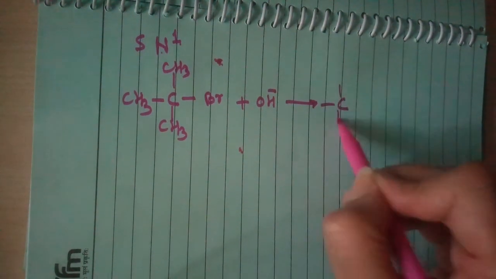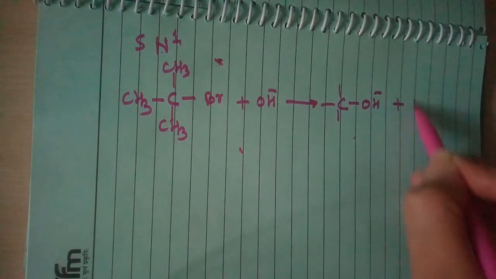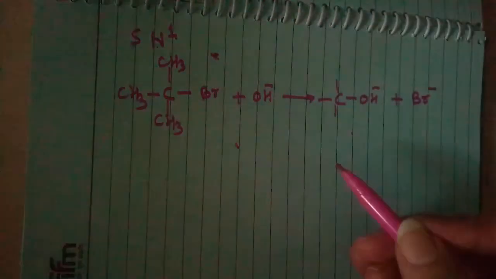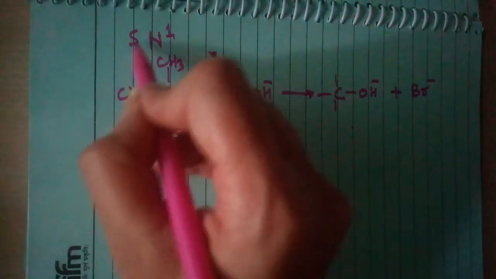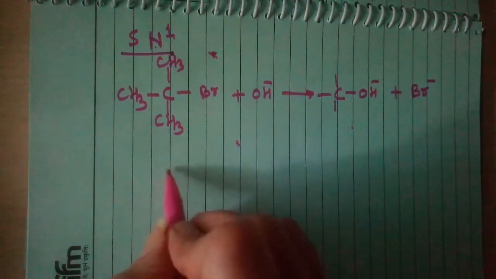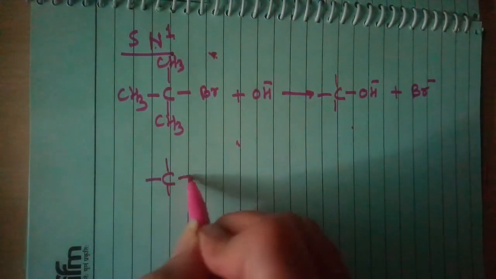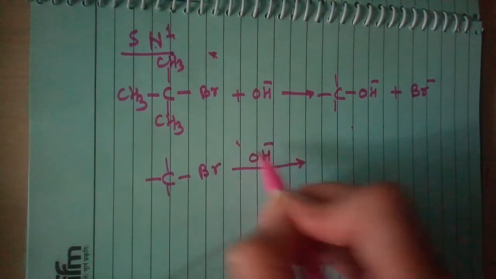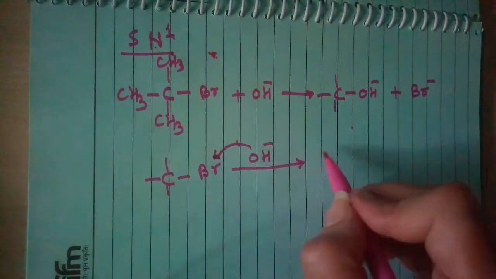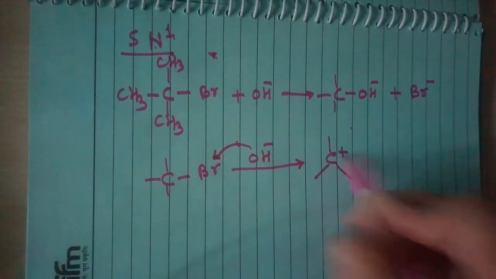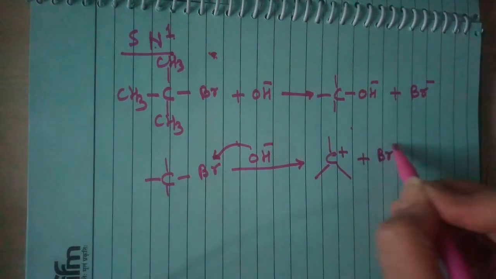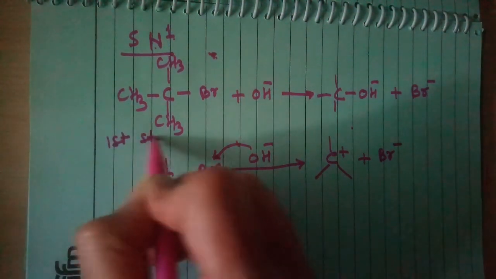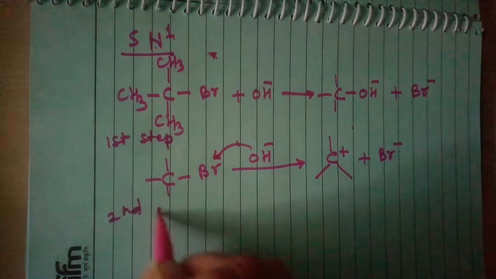You will get this product. You are expected to get this, and the bromide ion is here. It is the leaving group. Now if you follow the SN1 mechanism, what will happen? This CH3 Br, it is a two-step reaction. The OH is attacked on this bromine, and there is formation of a carbocation here with release of the bromide ion. This is the first step here.